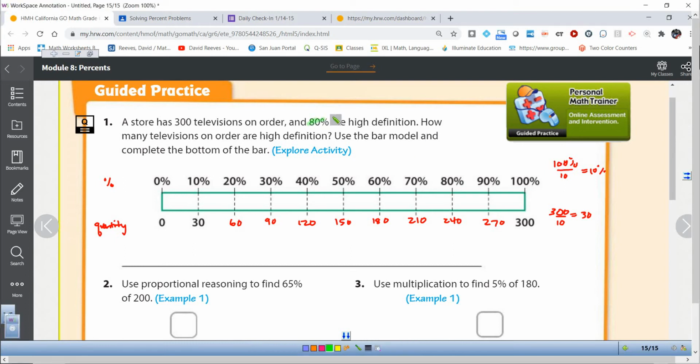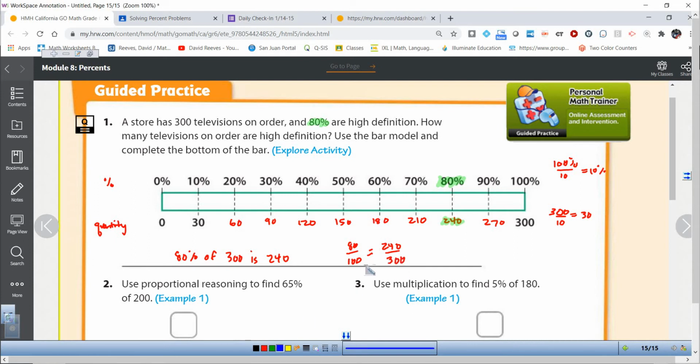And they wanted us to find 80%. So 80% as a percent is 80%. 80% of 300 is 240. All right, so 80% of 300 is 240. Or another way to say that, 80 over 100 is equivalent to 240 over 300.